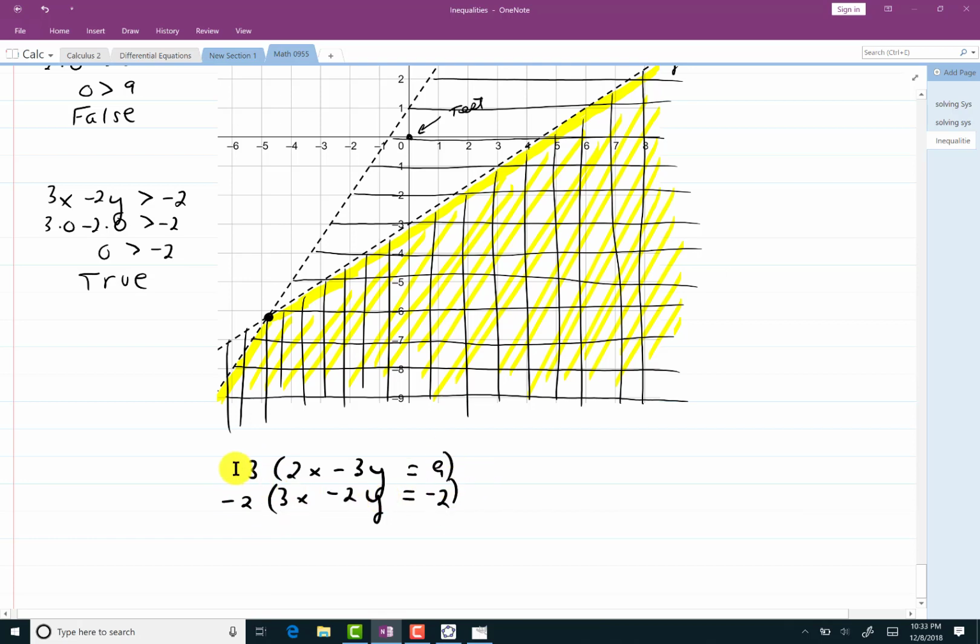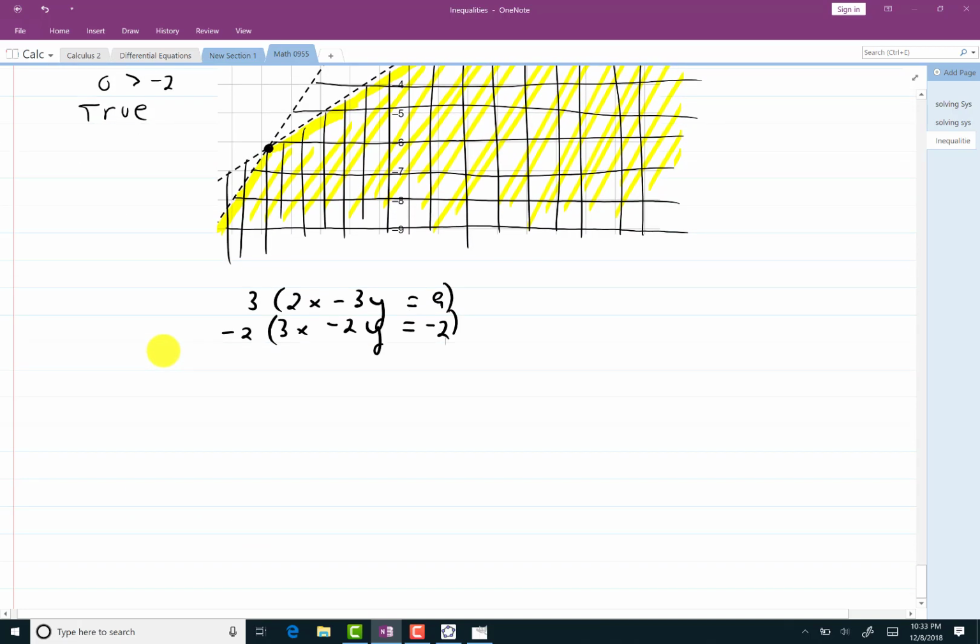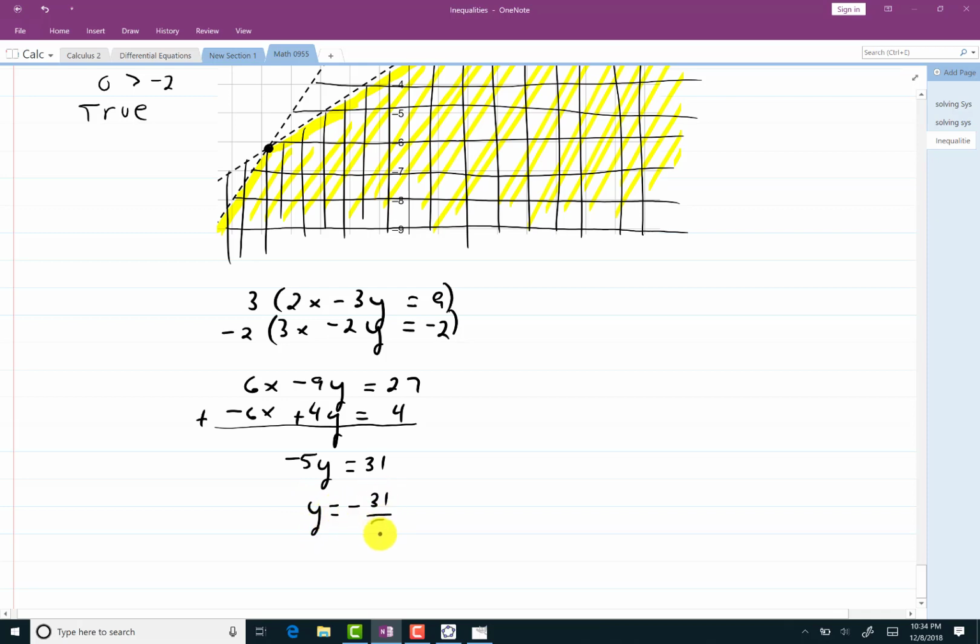And let's see what happens. That way I'll get a 6x and a -6x. I will get 6x minus 9y equals 27. And then I'll get -6x plus 4y equals 4. And when I add these two things together, I get -5y equals 31, or y equals -31 over 5. So this point here has -31 over 5 for the y value.